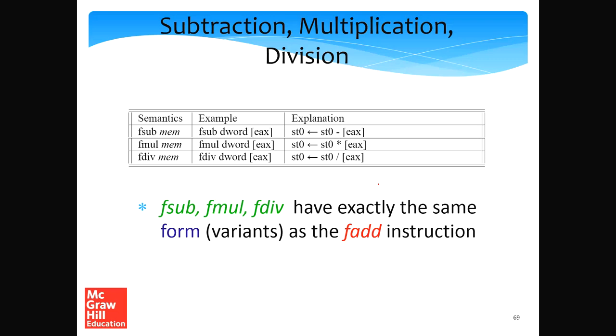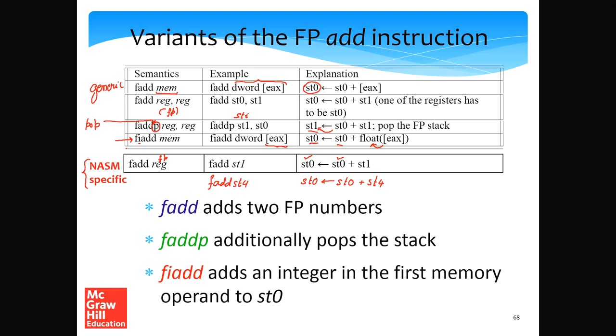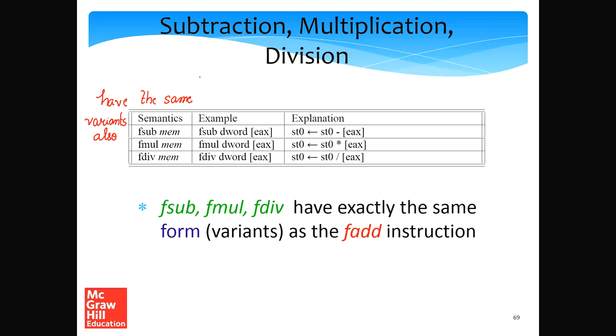So similar to add, we have subtract, multiplication and division instructions which work in exactly the same way and have the same variants also. So let me write it down. Exactly the variants that we have seen over here: they can take a single memory operand as the argument of the instruction, or they can take two floating point registers. They also have the additional p mode where we pop the floating point stack, and also similar to fiadd, you can have an fisub where we read in an integer from memory, convert it to floating point and use it in a subtraction.